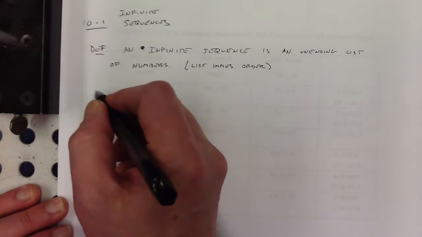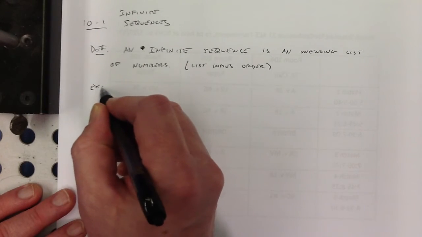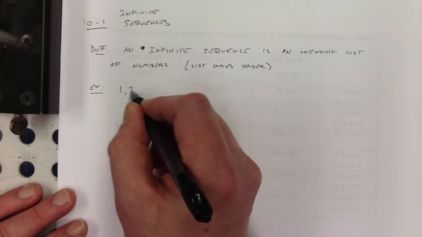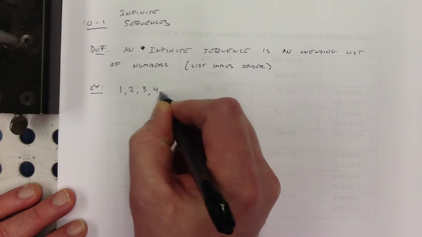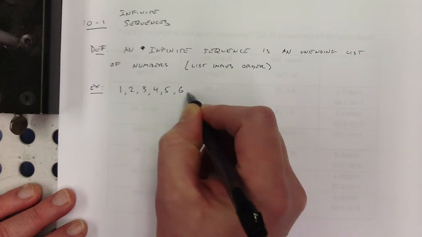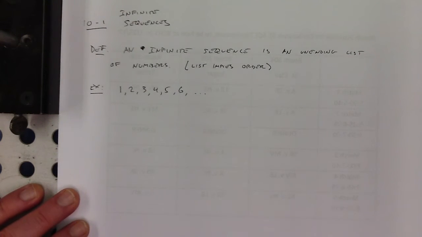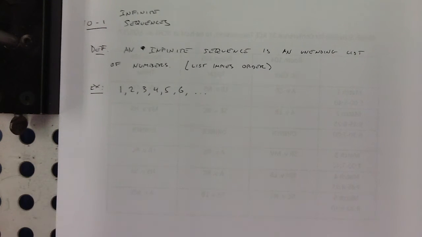All right, so here's some examples of infinite sequences. There's a familiar one, 1, 2, 3, dot, dot, dot. That's the list of counting numbers. Sometimes they're called natural numbers. You could call them the non-negative, non-zero integers.